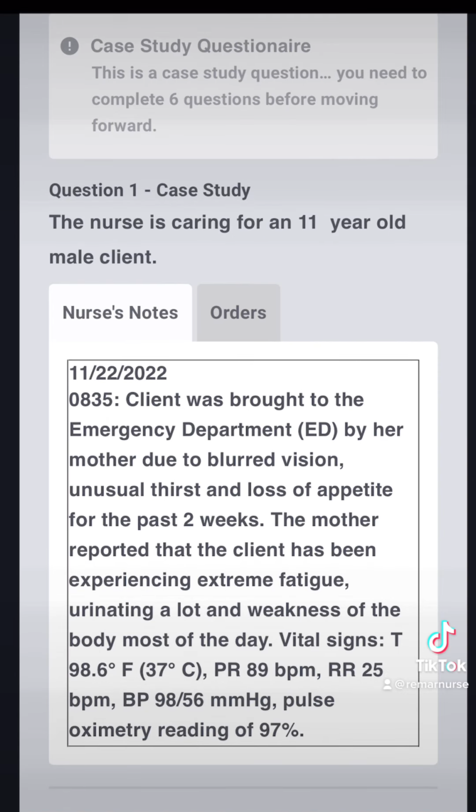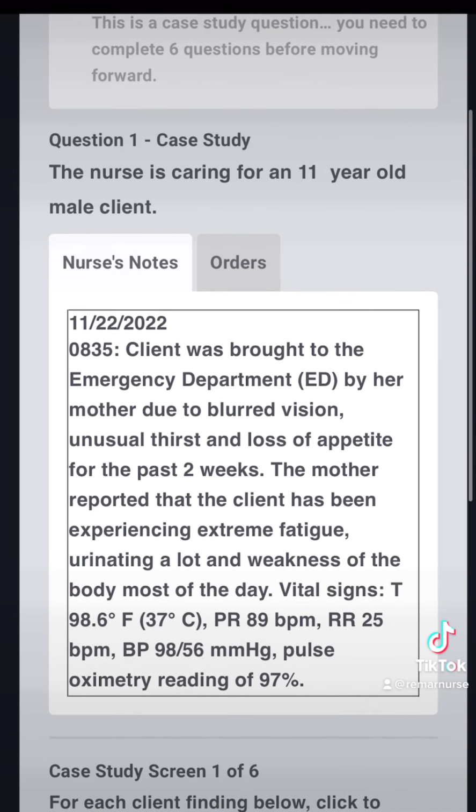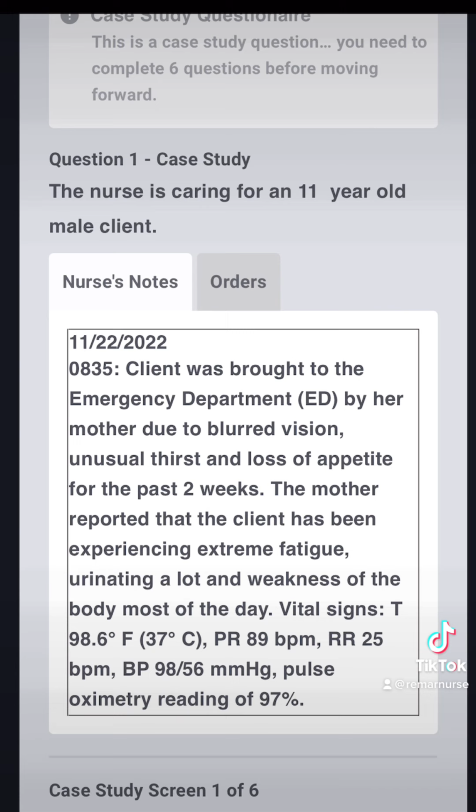The client was brought to the emergency department by her mother due to blurred vision, unusual thirst, and loss of appetite for the past 2 weeks. The mother reported that the client has been experiencing extreme fatigue, urinating a lot, and weakness of the body most of the day. Vital signs: temp 98.6, pulse 89, respirations 25, blood pressure 98/56, pulse ox at 97%.